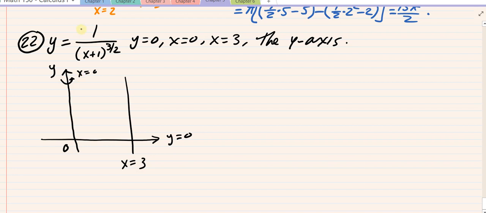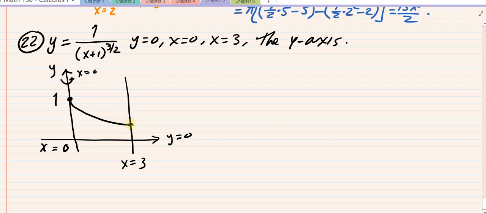Now, we don't need all of it, just between x equals 0 and 3 is all we need this graph for. When x is 0, y is 1. That's just plugging in 0 in the denominator, you get 1. And as x increases, y, which is 1 over (x plus 1) to the 3/2, decreases. It's going to look something like this.